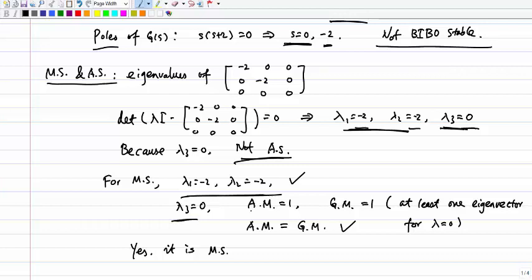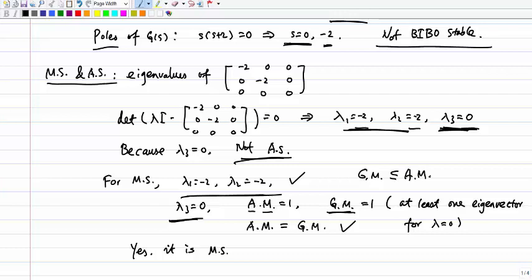For eigenvalue 0, I have to check the algebraic multiplicity, which means how many eigenvalues are equal to 0. That is 1, because I only have one eigenvalue equal to 0. I also want to check the geometric multiplicity, which means how many linearly independent eigenvectors I have for the eigenvalue 0. Typically the geometric multiplicity has to be less than or equal to the algebraic multiplicity.